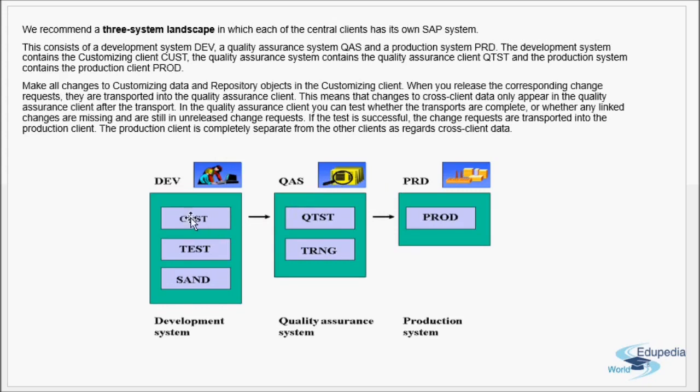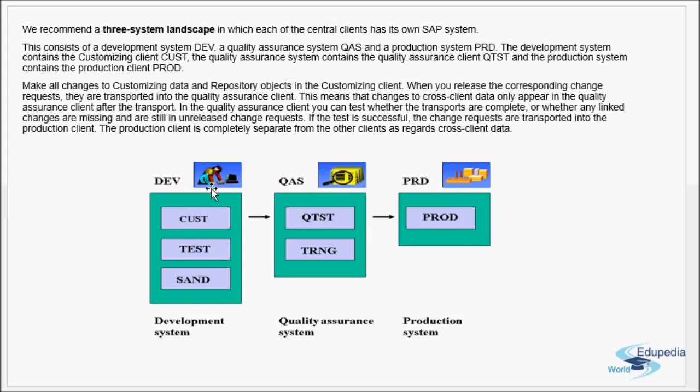This consists of a development system, DEV, a quality assurance system, QAS, and the production system, PRD. We have 3 different systems: DEV, QAS, and production. The development system contains the customizing client CUST. The quality assurance system contains the quality assurance client QTST, and the production system contains the production client PROD. So we have each of the client roles assigned to 3 different systems.